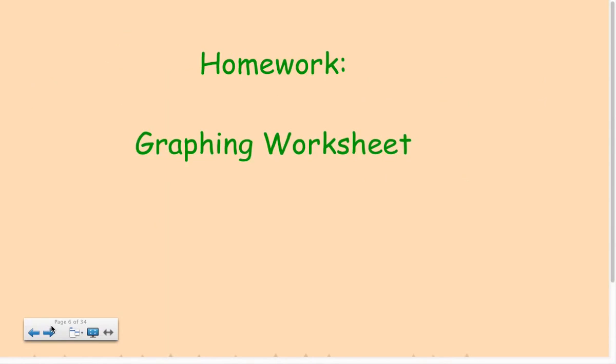Summary. The homework for this lesson is a graphing worksheet. You're going to need to get the worksheet from your teacher as well as a piece of graph paper.